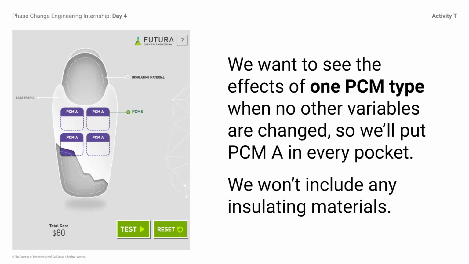We want to see the effects of one PCM type when no other variables are changed, so we'll put PCM-A in every pocket. We won't include any insulating materials. In this set of tests, we are isolating for PCM type. We want to see the effects of one PCM type when no other variables are changed.